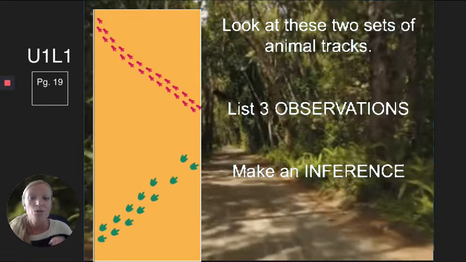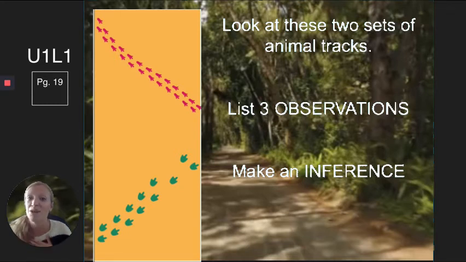Okay, you should have written down a couple observations. Like, for example, maybe you noticed that the red tracks are smaller than the green tracks. And maybe you thought the red tracks are closer together in size. Maybe it's something like this. And maybe the green ones are a little bit more far out. Now, make an inference about these observations. If animal prints are this close together and other ones are like this, what can you infer about maybe the size of the animal?